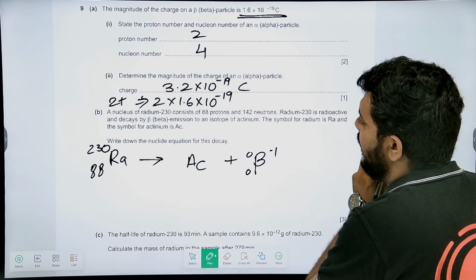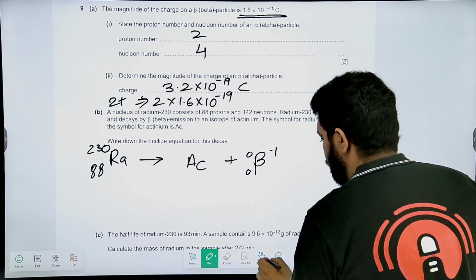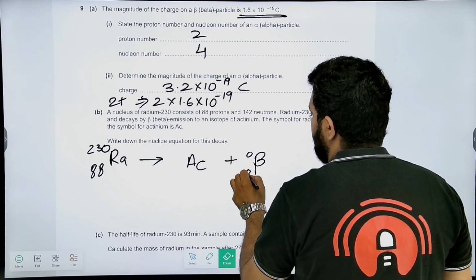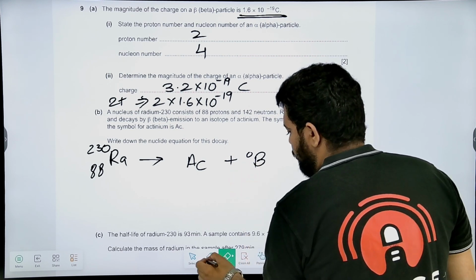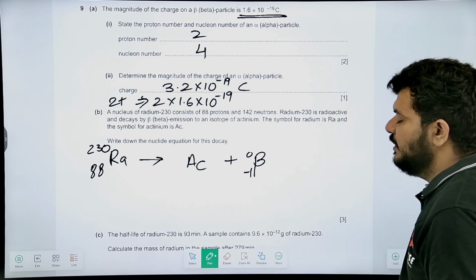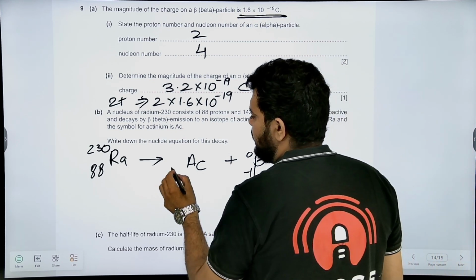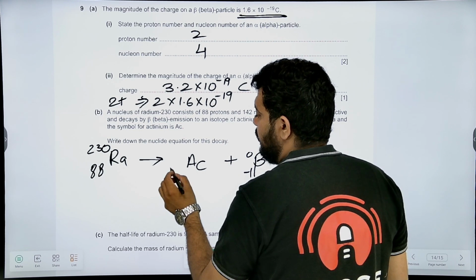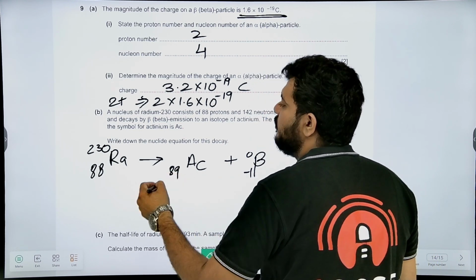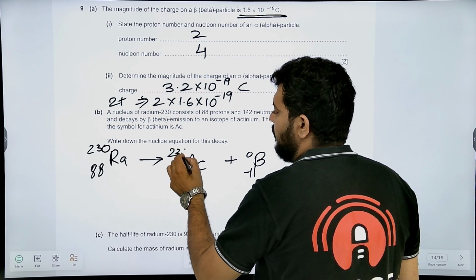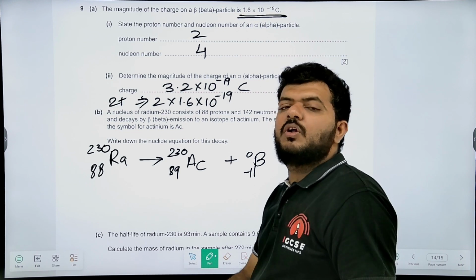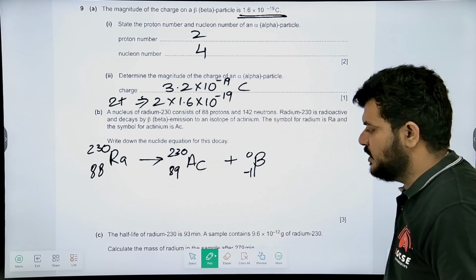Just a second, what happens in beta decay? Okay, I remember this now. Right, the neutron number decreases by 1, but the mass number stays the same. So the proton number increases by 1, mass number remains the same, neutron number decreases by 1, proton number increases by 1, mass remains the same.